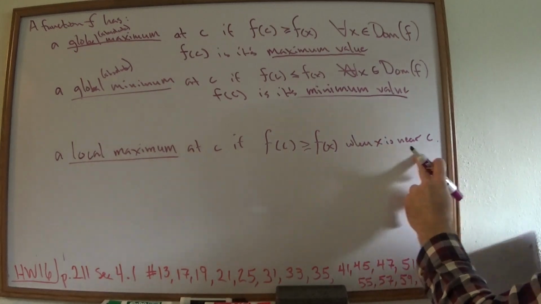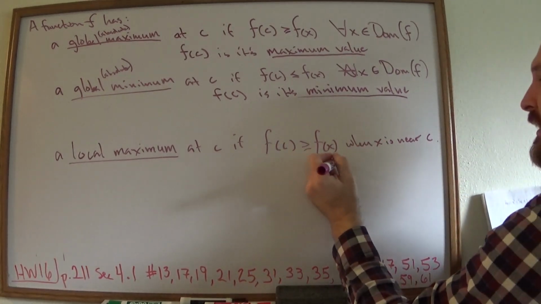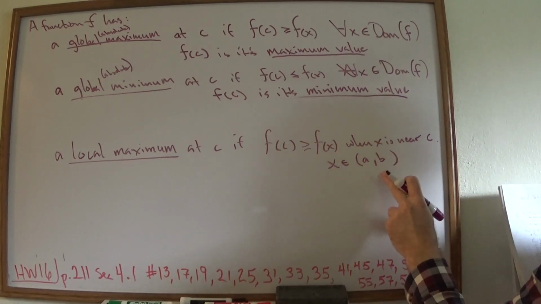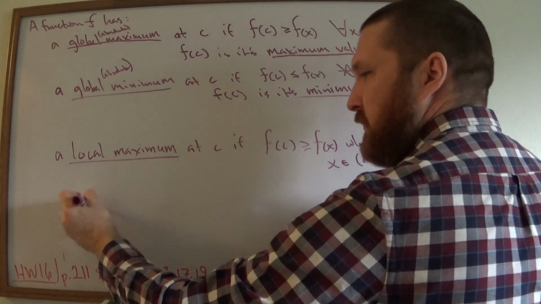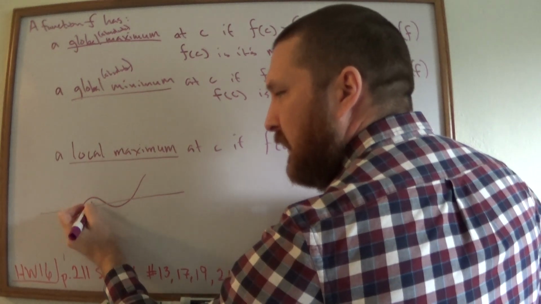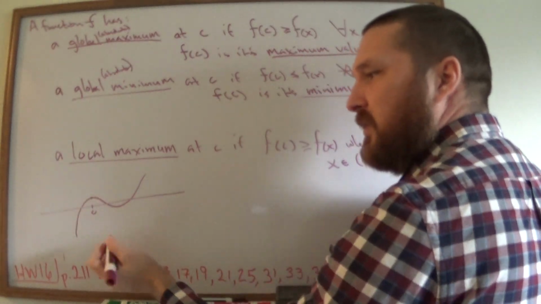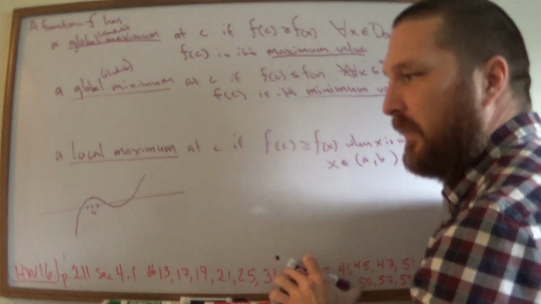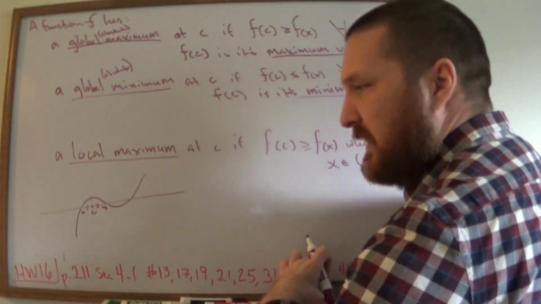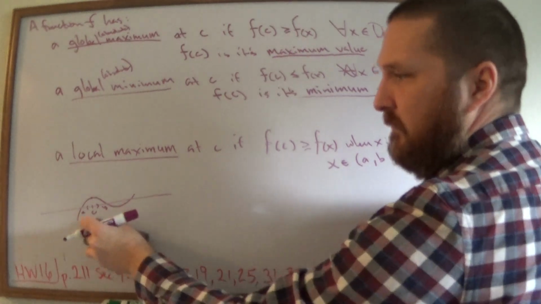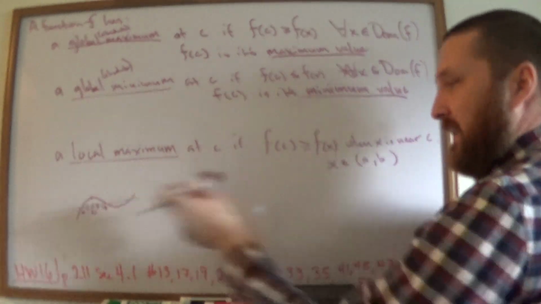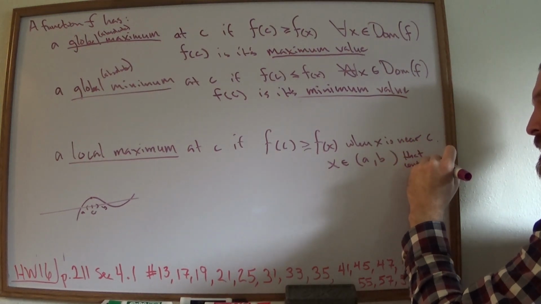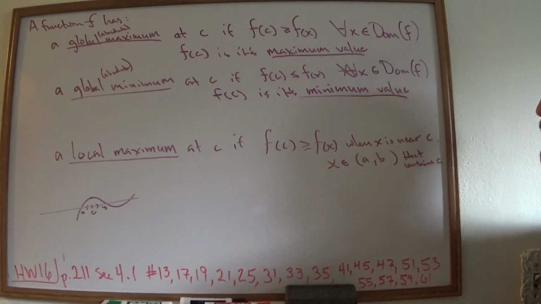Okay, and what is x near C? Technically what this means is when x is in some open interval, a to b, that contains C. So like I just drew, here's C, where that maximum occurs. Can you draw an open interval around it? Yep, there's an open interval right there. And in that open interval from, say, A to B, is it truly a max? Yeah, right there on that interval from A to B that contains C. That's what we mean by nearby.